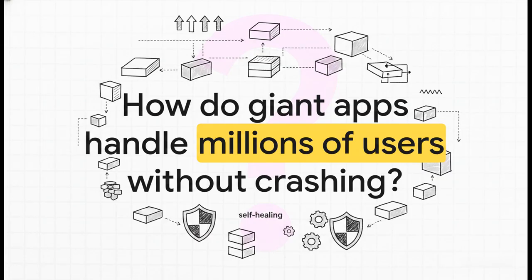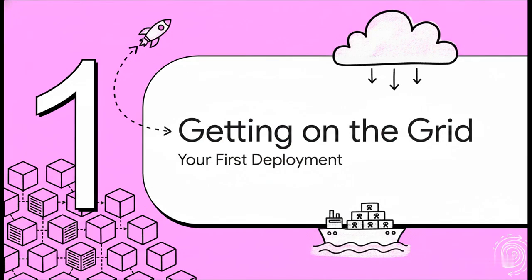How do these massive apps we use every day just work, even with millions of people hitting them at once? Well, the secret, a lot of the time, is a technology called Kubernetes. It's really become the standard for managing big, complex applications for a reason. So let's start where every project does, at the very beginning. Before we can do any of the cool stuff, we have to get our application running on the Kubernetes grid.